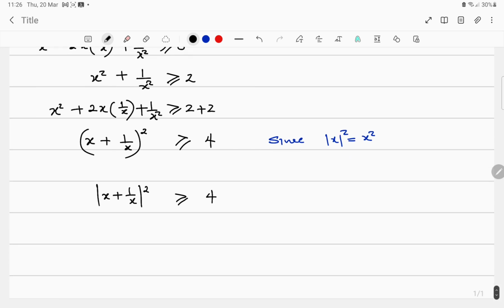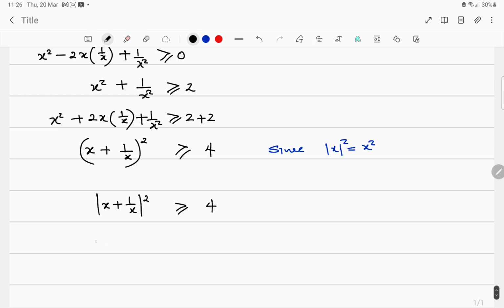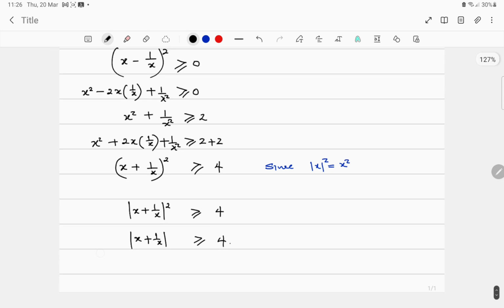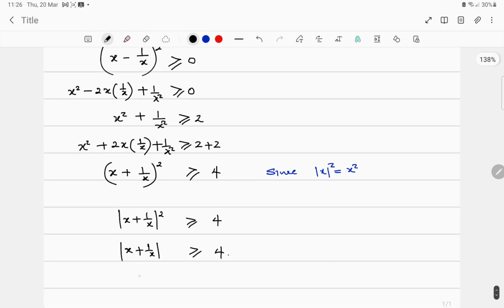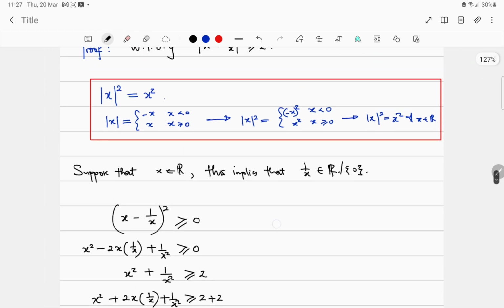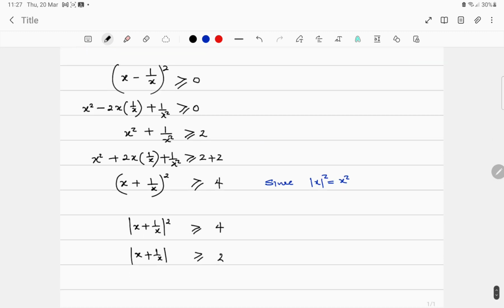Then after putting a positive square root there, we get modulus of x plus 1 over x is greater than or equal to 2. We're supposed to put the square root there. That's the solution which we intended to find. So the proof is complete.